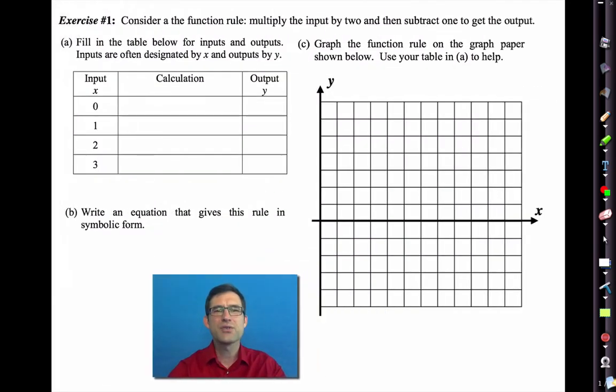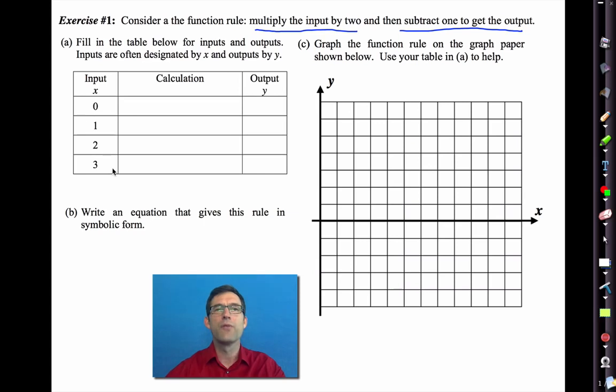Okay, exercise number 1. Consider the function rule: multiply the input by 2, and then subtract 1 to get the output. All right, so let's try to understand this rule right now. Multiply the input by 2, no problem, and then subtract 1 to get the output. I think I can do that. Let's generate a table that shows a little bit of this rule being applied.